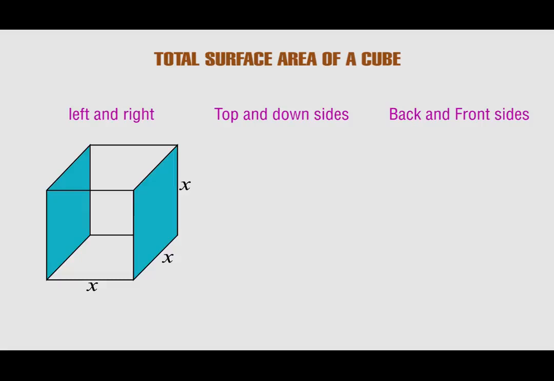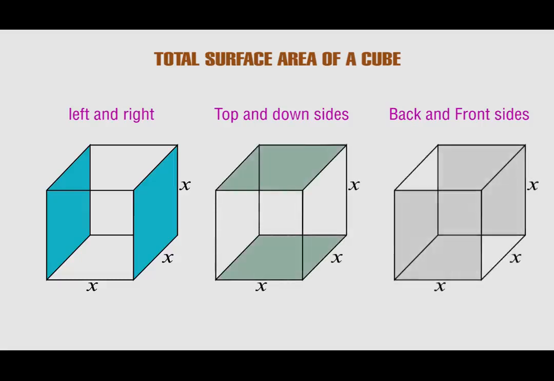Let's look at the total surface area of a cube. The cube has 6 faces of equal area. Therefore, the total surface area is the sum of the areas of the 6 equal faces. The figures you can see represent the cube, indicating its size. We have the left side and the right side. We have the top and the down. We have the back and the front side.